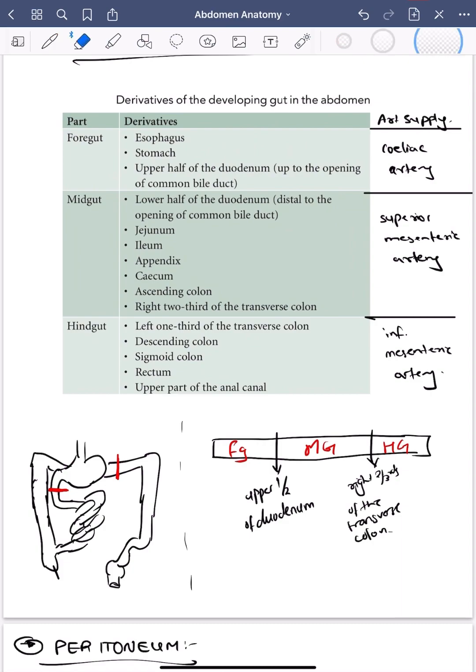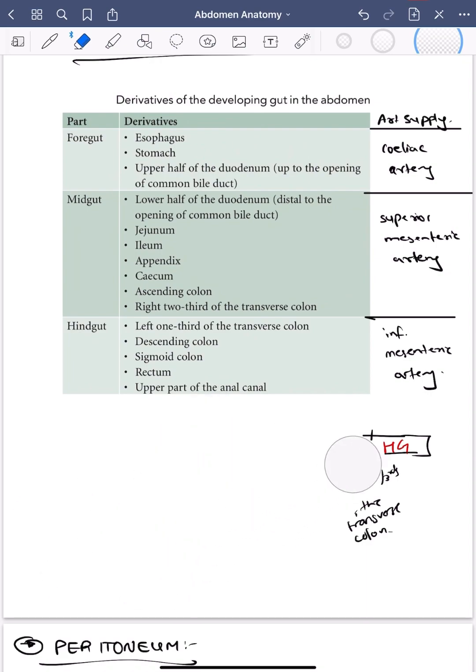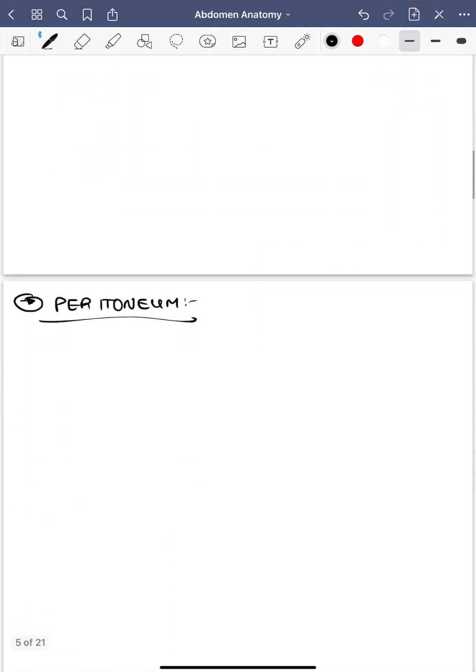And remember, the foregut is supplied by the celiac artery, which is a branch. All of these are branches of the aorta. So the first is the celiac artery, and the midgut is supplied by the superior mesenteric artery, and the hindgut is supplied by the inferior mesenteric artery. Moving on, we'll be discussing the peritoneum.